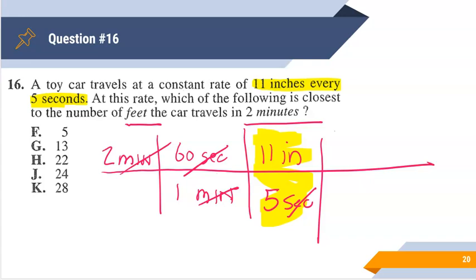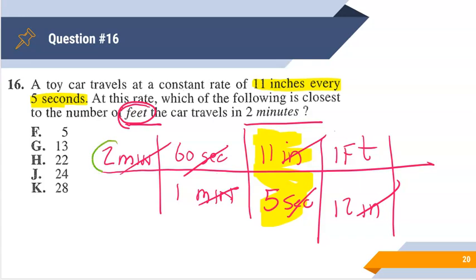So our answer now is going to be inches, but we got to convert to feet. We know that 12 inches is in 1 foot, so inches cancel. And so what I would do on my calculator is this. I would go ahead and take 2 times 60 times 11, divide by 5, times 1, divided by 12. When I do all that, I wind up with 22 for an answer.